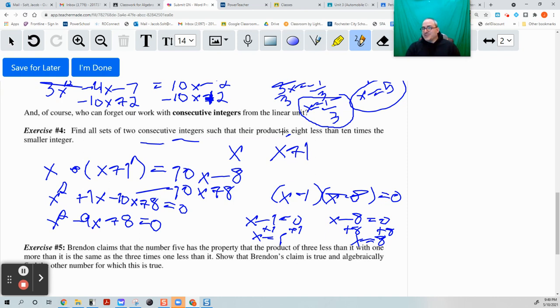There's two sets of consecutive integers that work here. 1 and 2, or 8 and 9. Two sets of numbers that work as solutions for this particular problem.